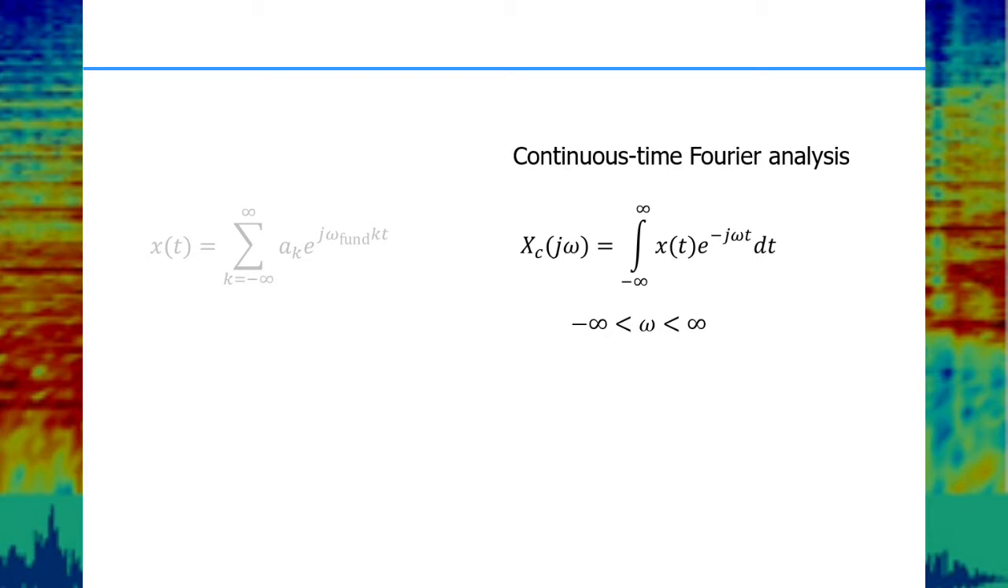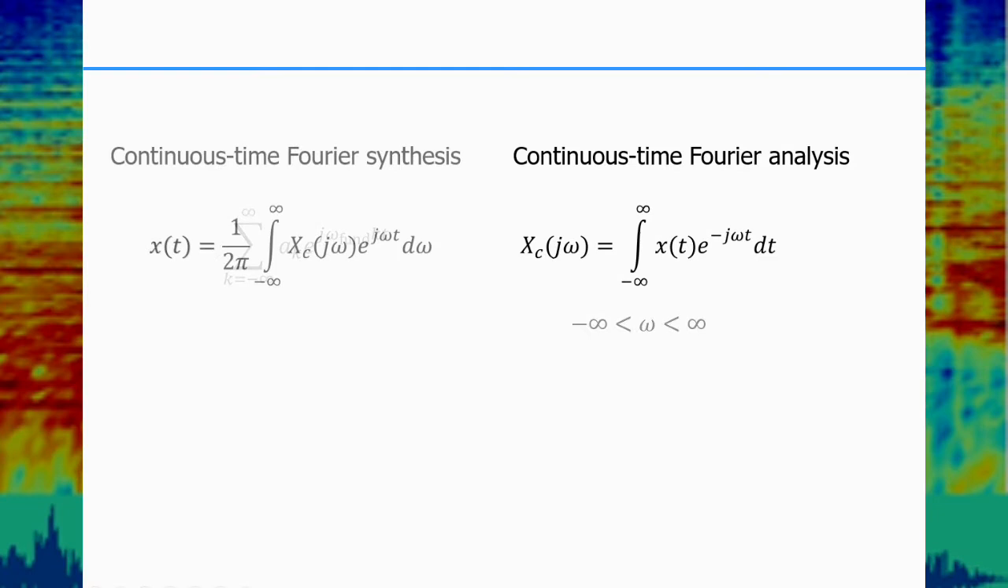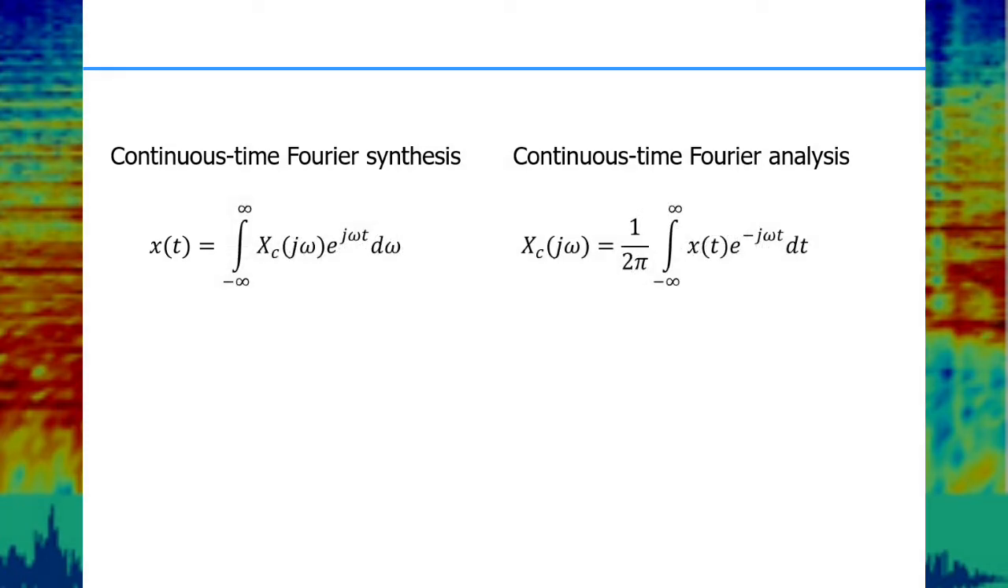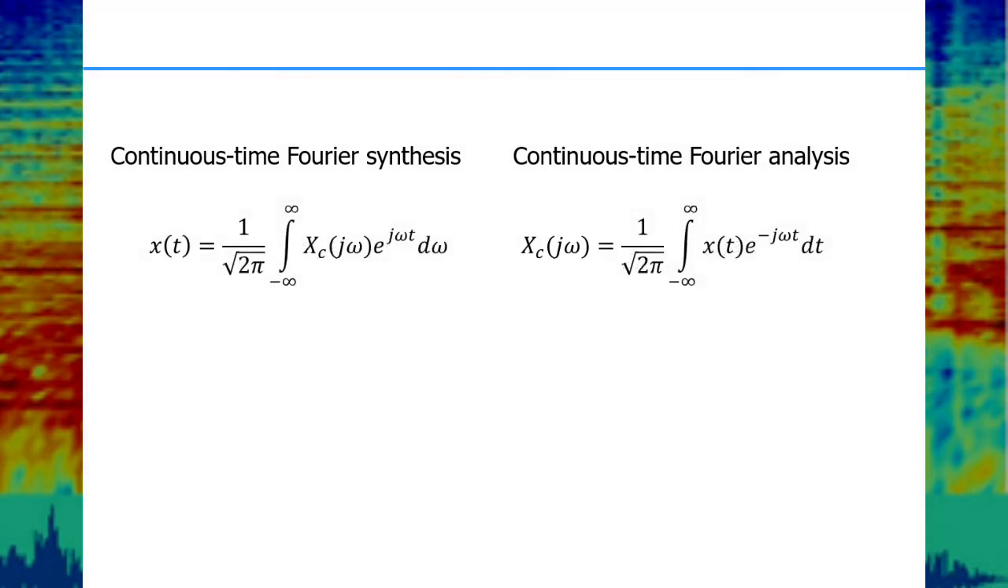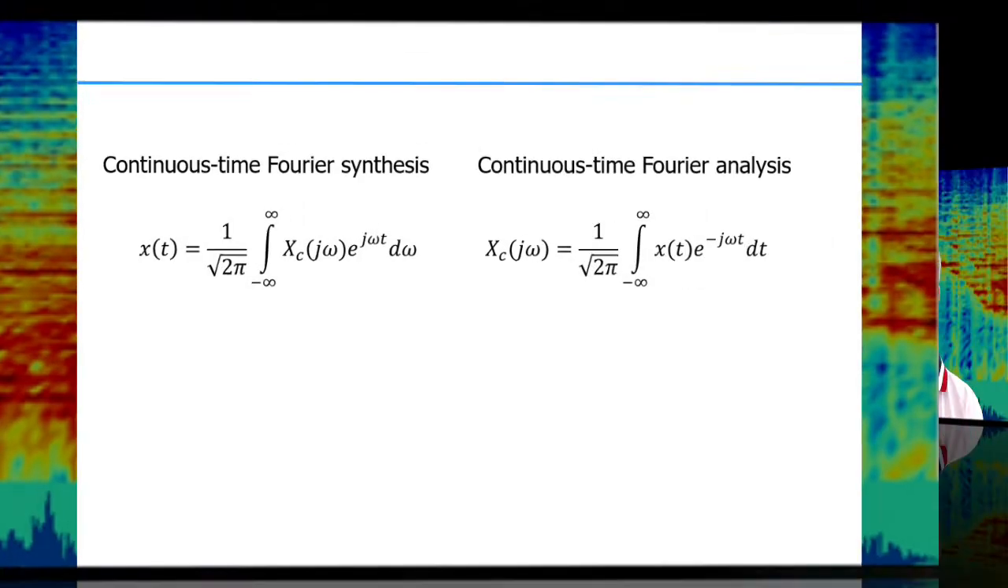The resulting continuous time Fourier transform X of j omega now replaces the Fourier series coefficients a of k in the synthesis expression, giving this as a result. The summation over the discrete set a of k becomes an integral over omega. In these expressions, it turns out that we also need a normalization factor, 1 over 2 pi in this case. Sometimes this normalization is put in the Fourier synthesis expression, as here, sometimes in the Fourier analysis, and sometimes both have a factor of 1 over the square root of 2 pi. The continuous time Fourier transform can be used for arbitrary but continuous time signals.